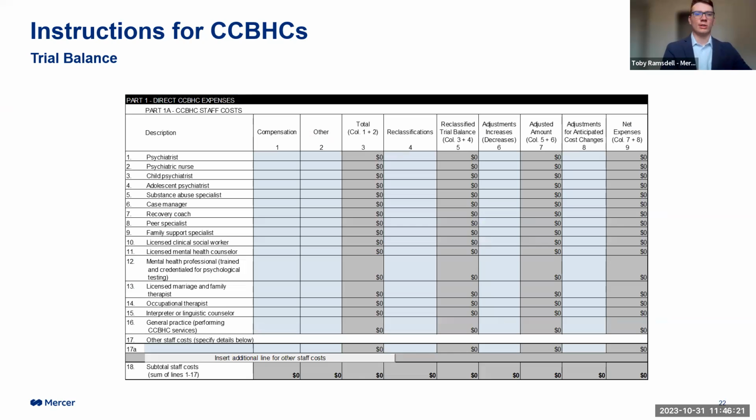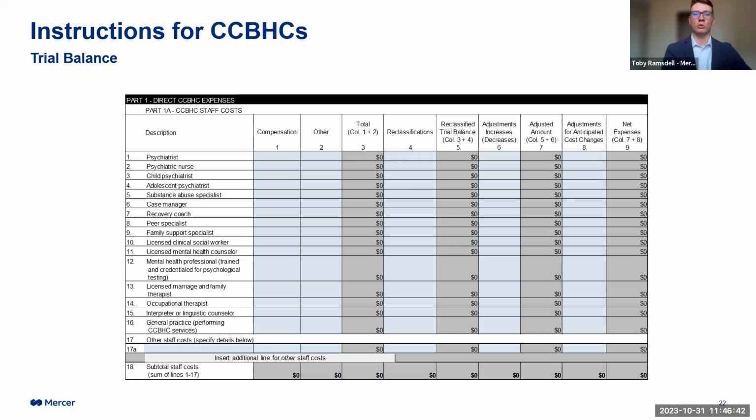So at this point, I'll show an example of the trial balance. There's a lot of different columns here. I know it can be kind of lengthy, so I'll just cover some high points first, and then we'll dive deeper throughout the presentation. But first, the first two columns capture compensation and other costs.